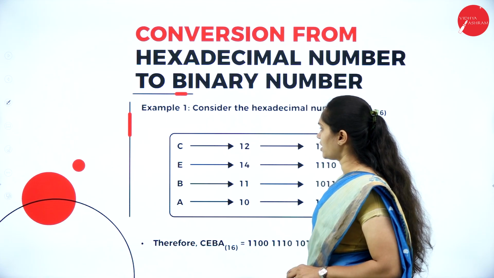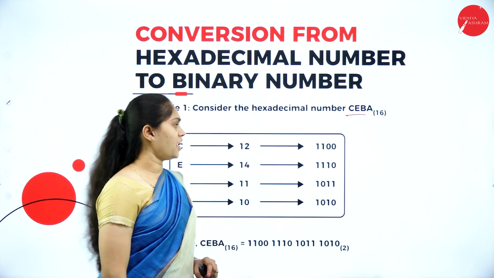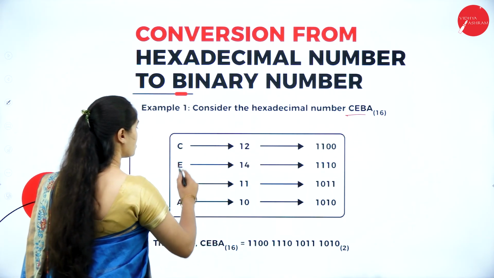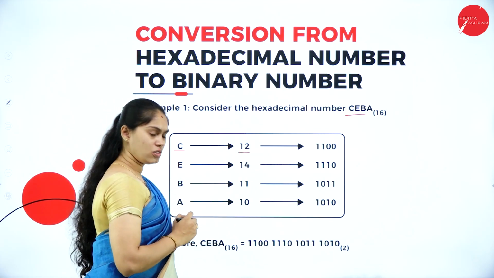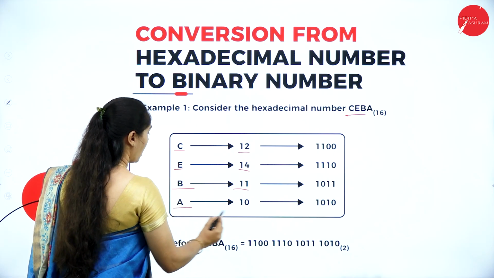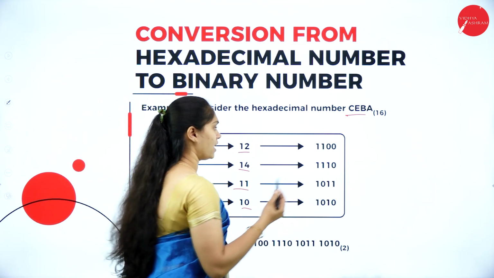We'll see the first question here. What is the question? CEBA. So already you know the value of CEBA. C is equivalent to 12, and E is equivalent to 14, B is 11 and A is 10. Fine. What is the equivalent value of 12 in binary?